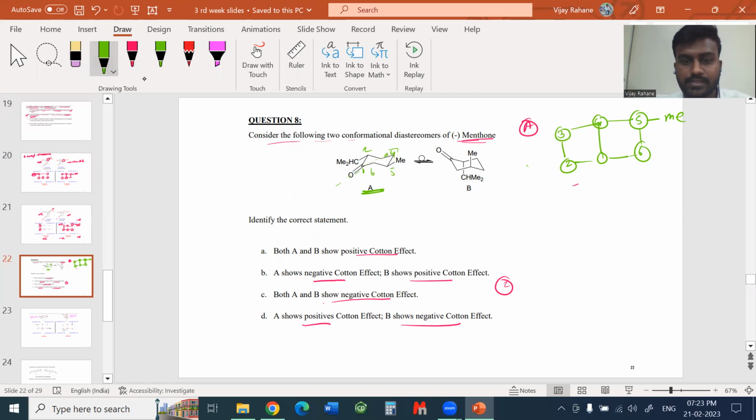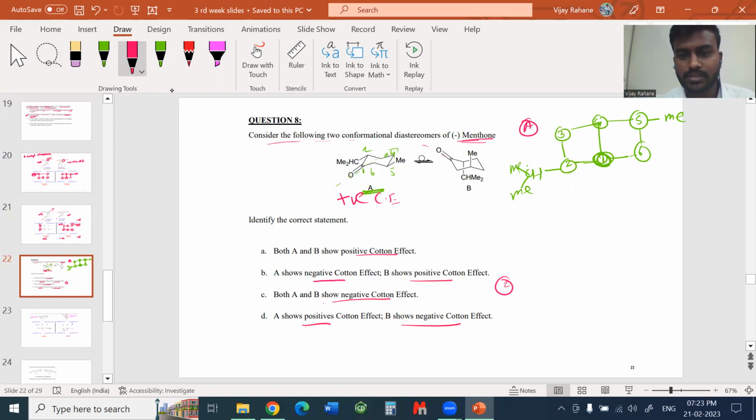Probability, I will draw an expanded structure at 2 position. This shows a positive Cotton effect, right? And for the second molecule, we will draw the structure of the second one also.